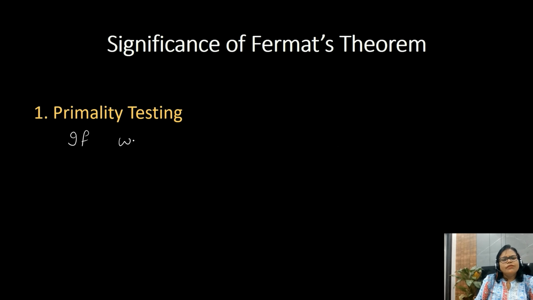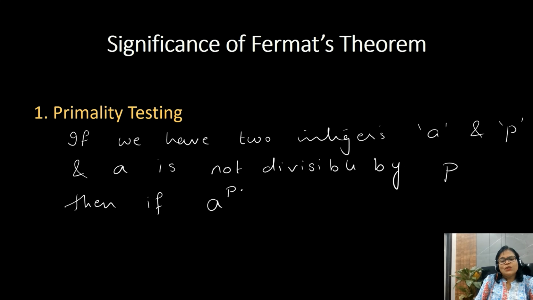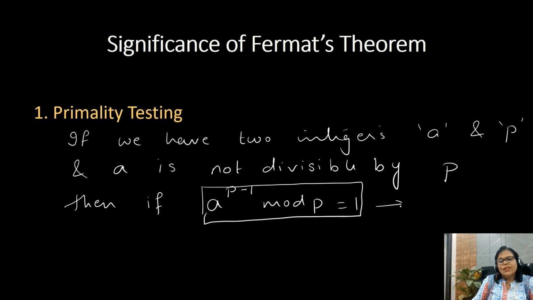Let us say we have two integers. Let us call them a and p, and a is not divisible by p. Then if these numbers satisfy the condition a raised to the power of p minus 1 mod p is equal to 1, immediately you can conclude that p is prime, because this particular condition will be satisfied only and only if p is a prime number.